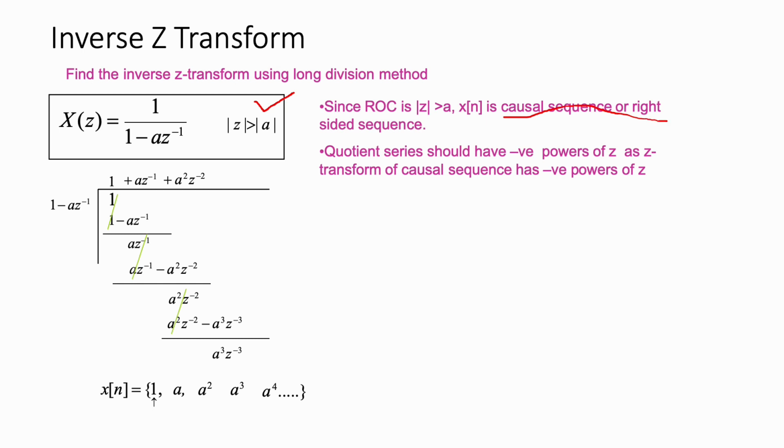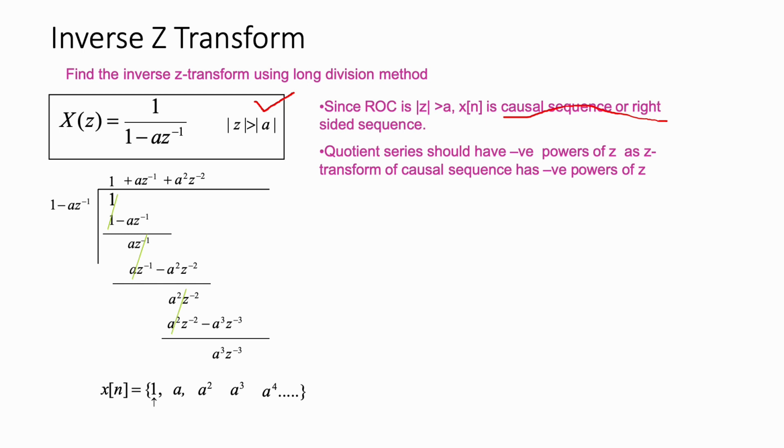If it is a causal sequence or right-sided sequence, what we have to do? We have to do the long division method. The numerator you keep as it is, the denominator you keep as it is, and divide it. This is called the long division. First you take 1 minus a z inverse. You multiply by 1, so you put 1 and multiply the whole thing. You will get 1 minus a z inverse. You know that these two will be subtracted. Minus gets cancelled, and here minus becomes plus a z inverse.